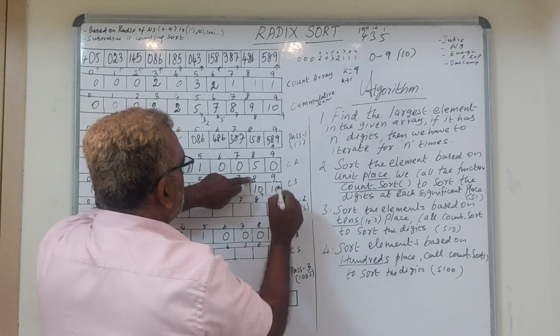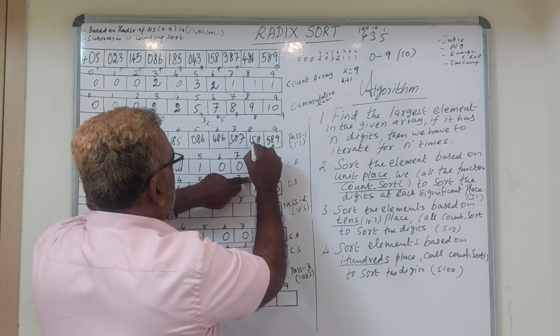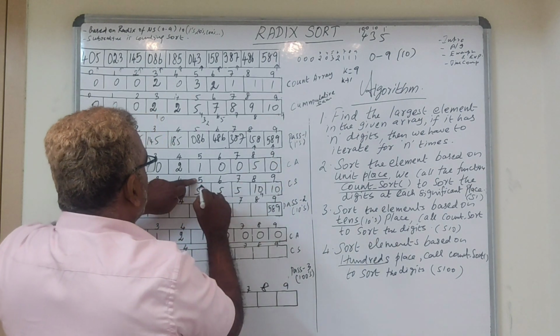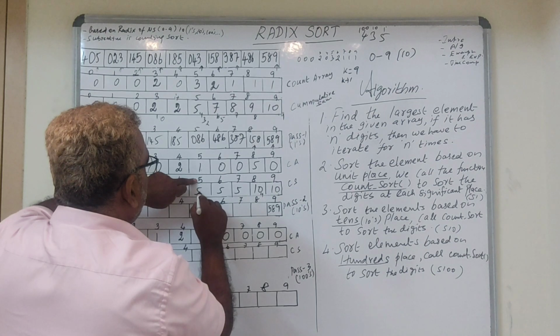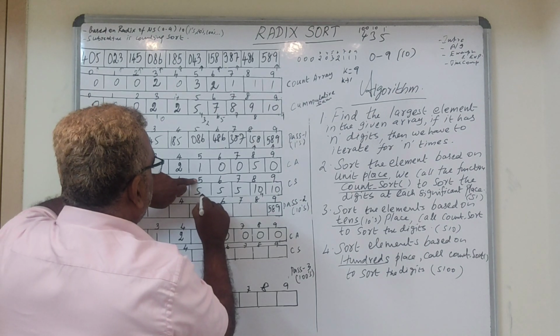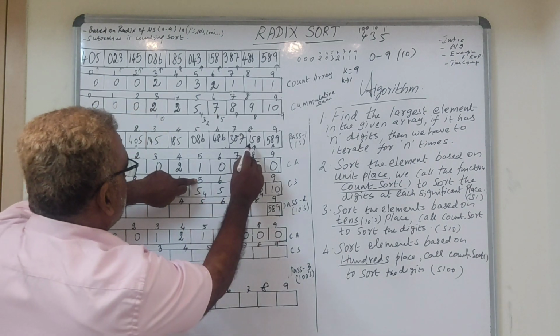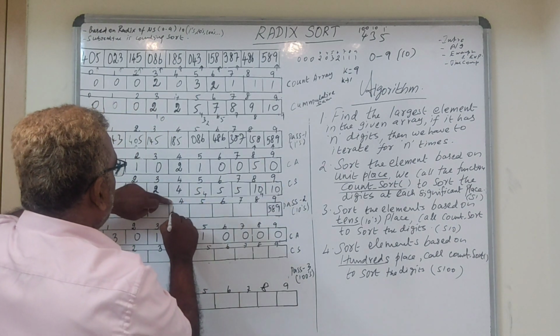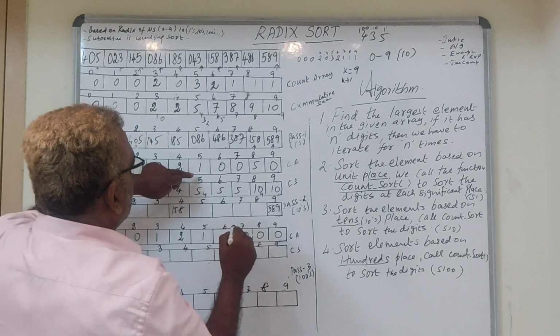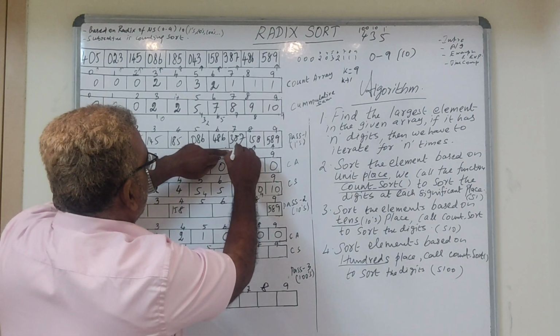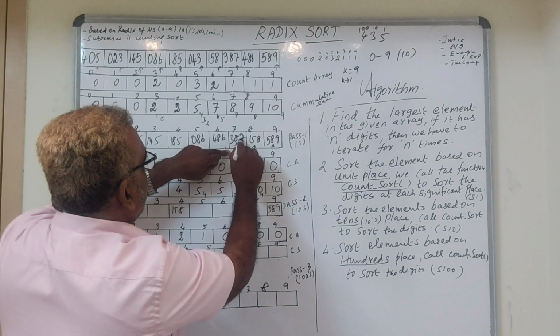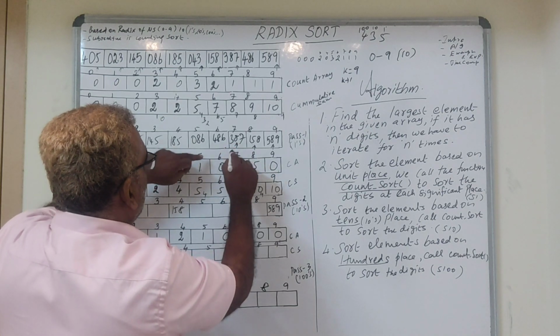What is the second value? This is 5. So go to location 5. The value is already 5. Reduce the value to 4. At location 4, store the value 158. So then similarly it is 387. 8. Go to location 8.